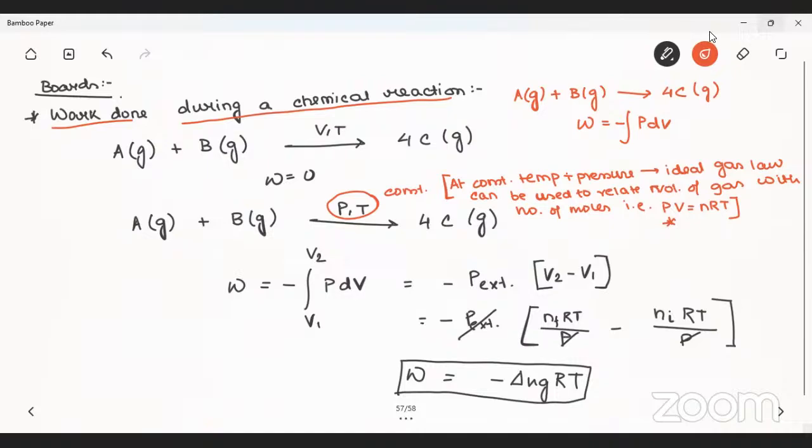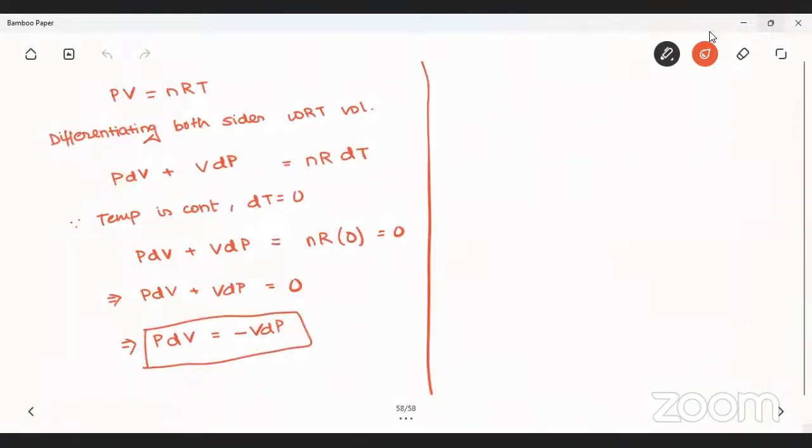Till now clear? Now, suppose this chemical reaction is occurring at a constant pressure and temperature. Why have I considered constant pressure and temperature? Because if the pressure and temperature are constant, then we can use the ideal gas equation, which is PV equal to nRT. Is this part clear? Yes, ma'am. Good. After using the ideal gas equation, what I have found is PV equal to nRT.